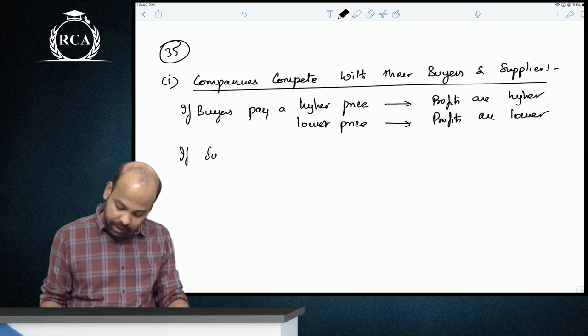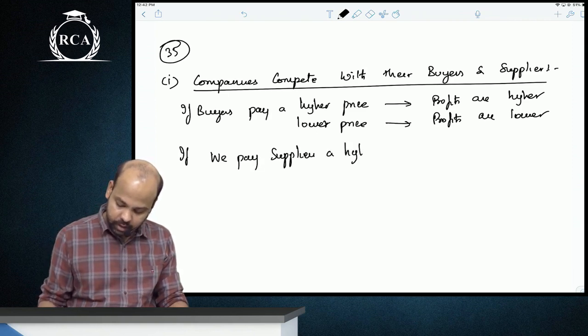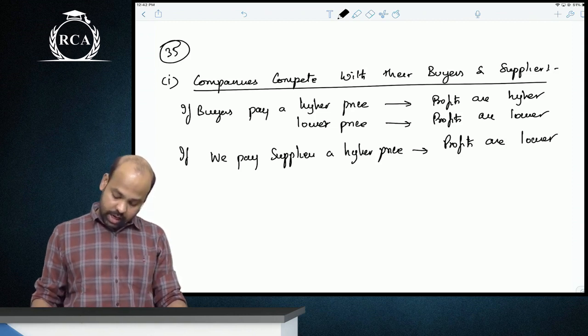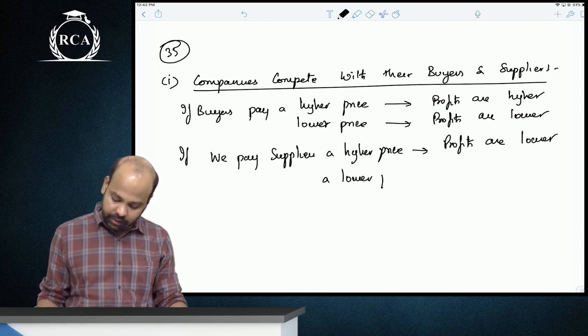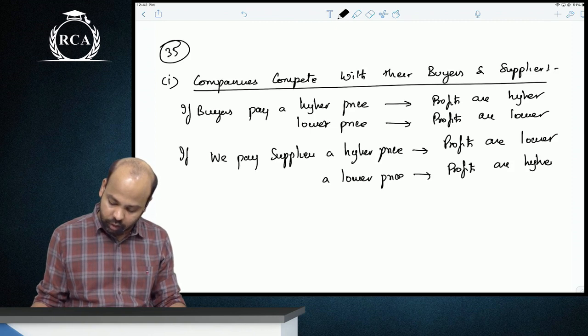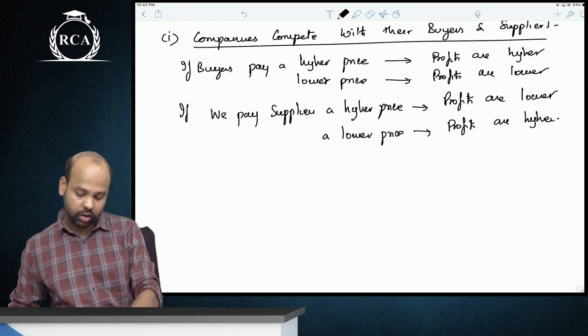Likewise, if we pay suppliers a higher price, our profits are going to be lower. And if we pay suppliers a lower price, our profits are going to be higher. It will all depend on how we compete.